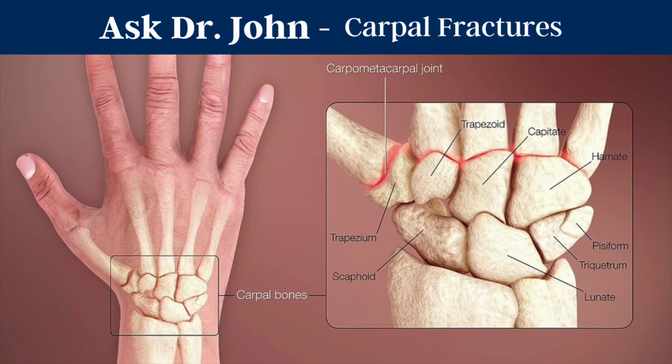And can you please help us understand the anatomy of the wrist as it relates to a carpal fracture? Sure, Mark. Let's take a look at this first slide. On the left side, we're looking at a hand with the overlying carpal bones inside. When we magnify that part in a bigger rectangular piece, we can see the several parts of the carpal bones. The carpal bones are made up of the scaphoid, lunate, triquetrum, pisiform, hamate, capitate, trapezoid, and trapezium.